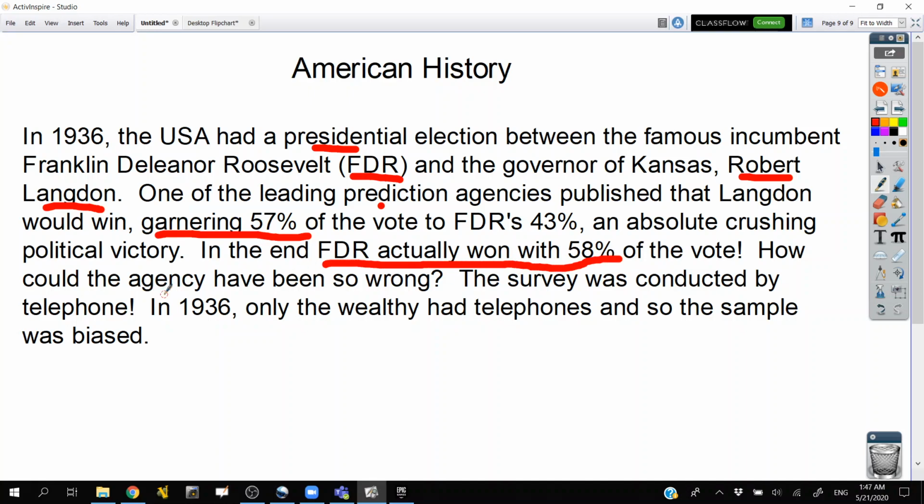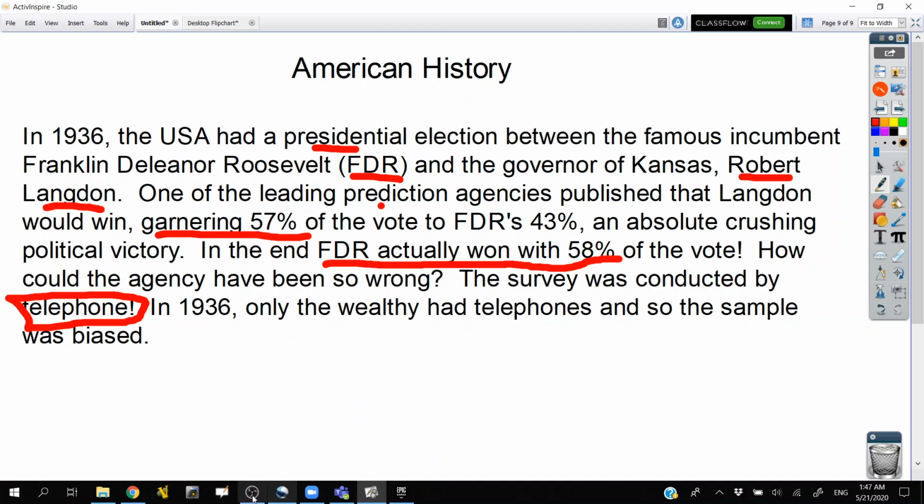So how could this agency have been so wrong? These people are smart. This is what they do for their living. Well, the reason is the survey was conducted by telephone, and in 1936, only the wealthy had telephones. So the sample was biased. You only asked wealthy people. The wealthy people were voting for Landon. This was a biased sample, and it created a lot of surprise and uncertainty in America in 1936.